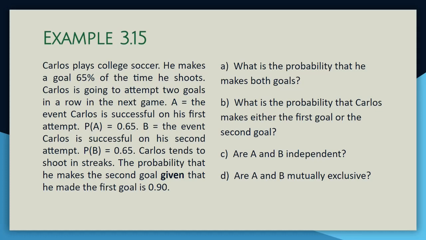A equals the event Carlos is successful on his first attempt. P(A) equals 0.65. B equals the event Carlos is successful on his second attempt. P(B) equals 0.65. Carlos tends to shoot in streaks. The probability that he makes the second goal, given that he made the first goal, is 0.9.